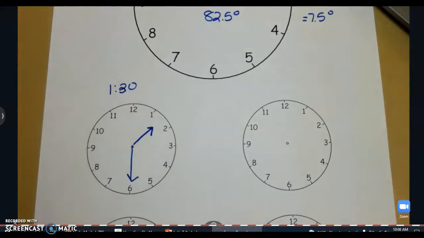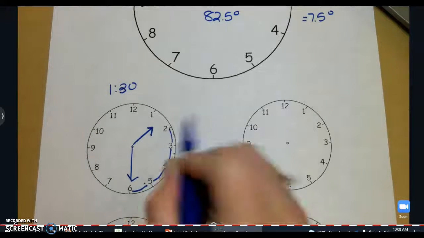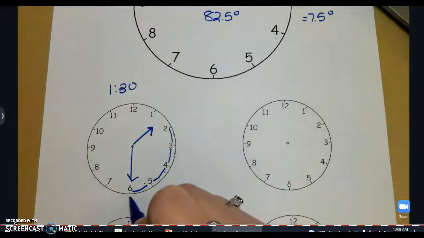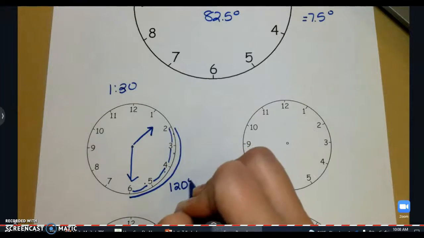So let's count how many whole intervals we have. We have from 6 to 5, 5 to 4, 4 to 3, and 3 to 2. That's 1, 2, 3, 4 intervals that are each 30 degrees. So that would be 120 degrees.